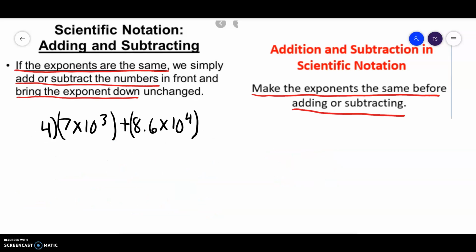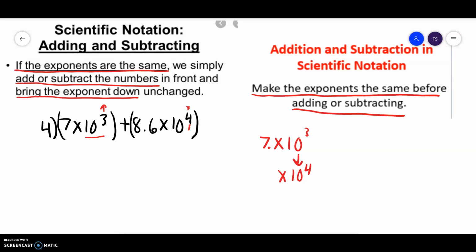Okay, guys. So for our last example here, we have 7 times 10 to the third plus 8.6 times 10 to the fourth. Usually what I like to do personally is I like to take the smaller exponent and bring it up to the bigger exponent over here. So I'm going to take 7 times 10 to the third, and I want to change that into something times 10 to the fourth. How can we move our decimal point so we change our coefficient to match that times 10 to the fourth? Do we move it to the left or to the right?